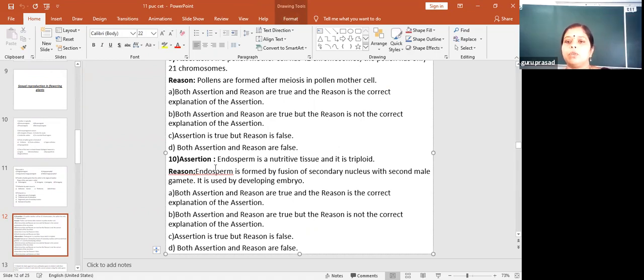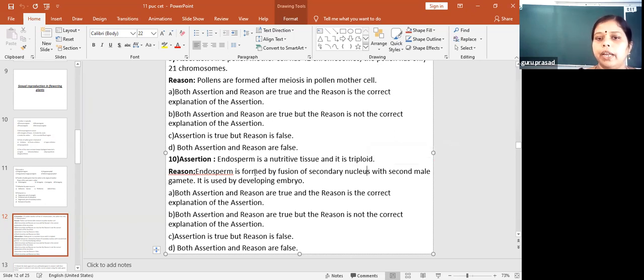Endosperm is a nutritive tissue and it is triploid. Is that correct? We need to check the explanation. So I have told you endosperm is a nutritive tissue and it is triploid in its appearance. Why? Two polar diploid nuclei fuse with one male gamete and it is triploid in its appearance. This is a correct statement.